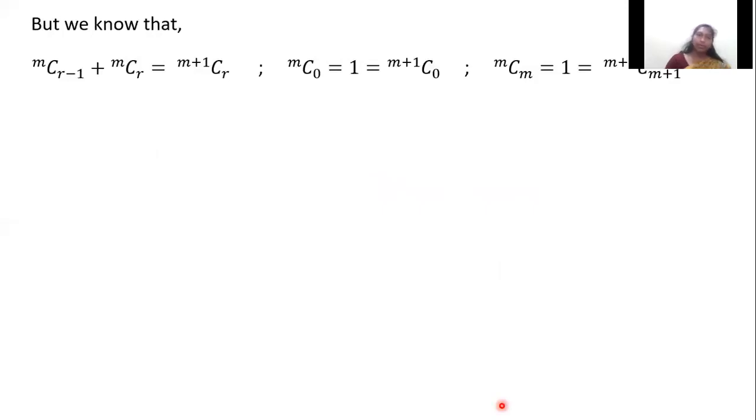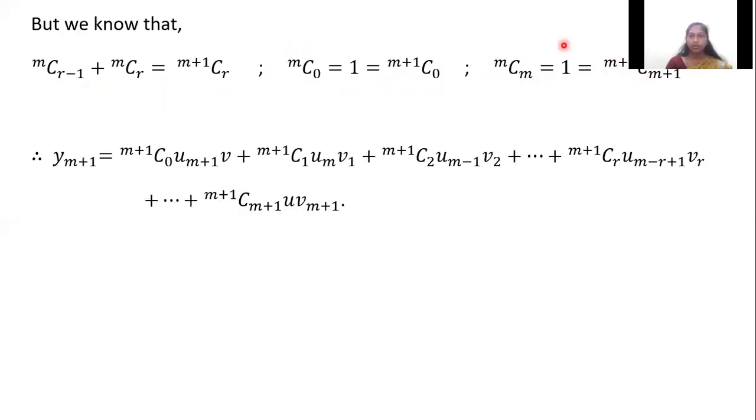Now, what are the terms? You can see this result you have already studied in your 11th and 12th classes, that mC_(r-1) plus mC_r is nothing but (m+1)C_r. And again, these are also common results: mC0 and (m+1)C0, whatever the number on top, if it matches the lower index 0, the value is going to be 1. The same is the case for mC_m or (m+1)C_(m+1). Both are going to be 1.